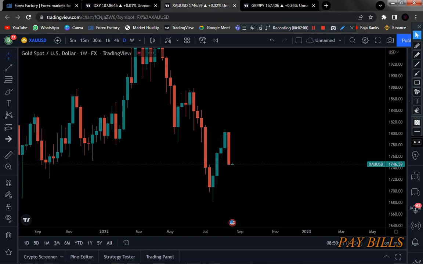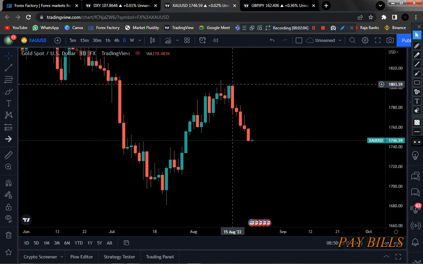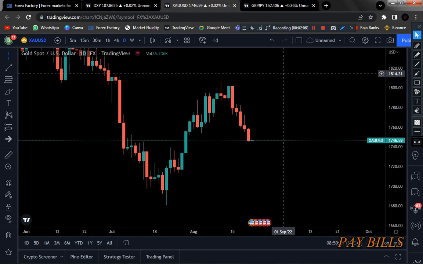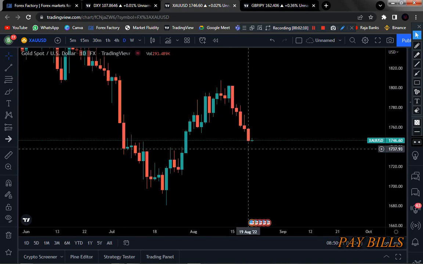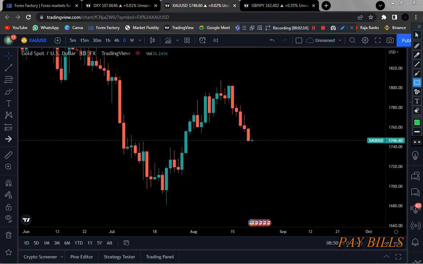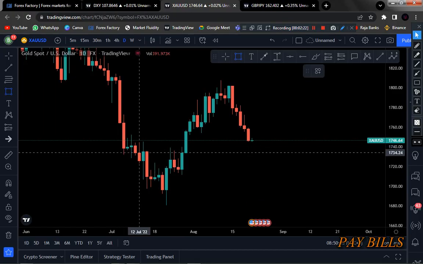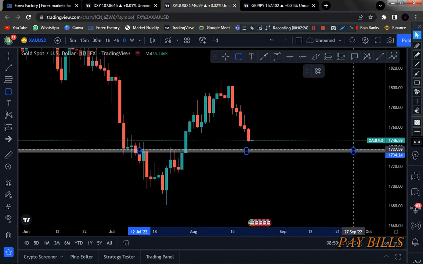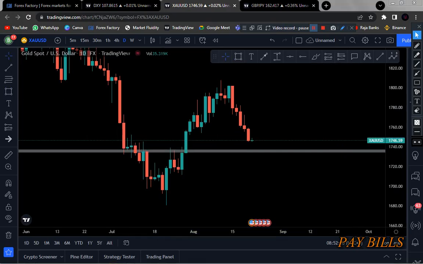So if we take a look at the daily time frame, the daily for the whole previous week was bearish. Not a single day was bullish. So we are approaching this area on the daily time frame.